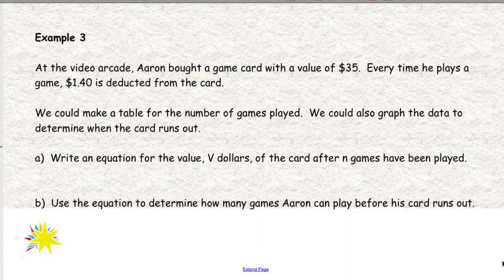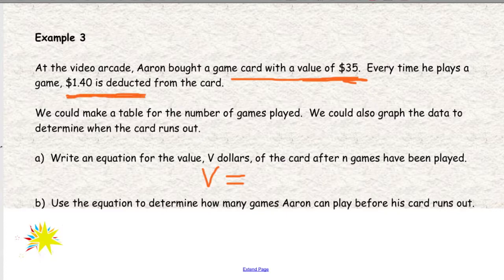Example 3, last one. At the video arcade, Aaron bought a game card worth a value of $35. Every time he plays a game, $1.40 is deducted from the card. So the very first part A says, write an equation for the value in V dollars of the card after n games. So the value of the card. Please notice it starts off with a value of $35. So that would be our initial value. That's how much the card is worth to start out. Every time you play, you lose $1.40.